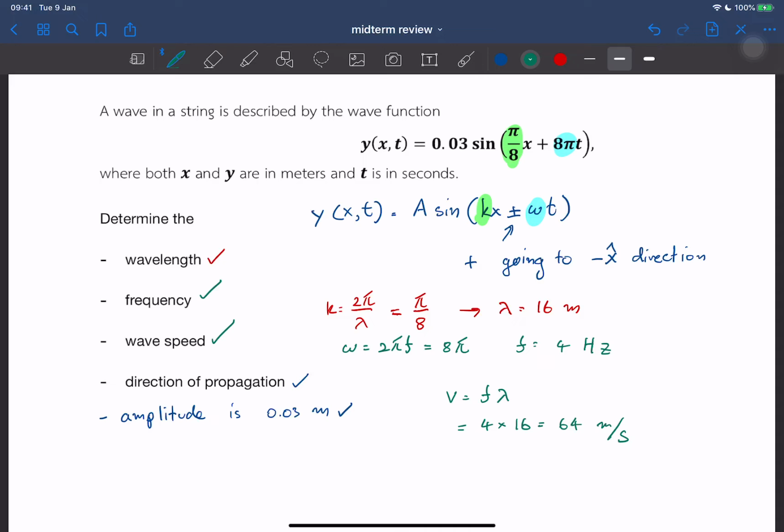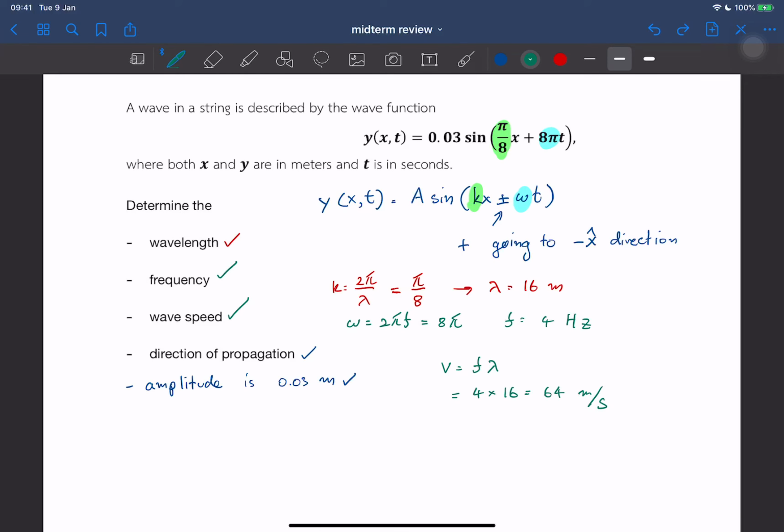All of this information is contained in just a single line of this function. This is a very compact way of saying all of this. The amplitude is this, the wavelength is this, the frequency is this, the wave speed is this, and also the direction of propagation. So make sure you understand every single item on this list.